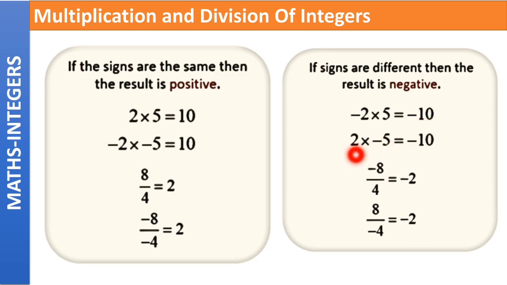Next one is 2 into minus 5. Again, 2 has a positive sign and 5 has a negative sign. So both the signs are different. So the result will be negative.